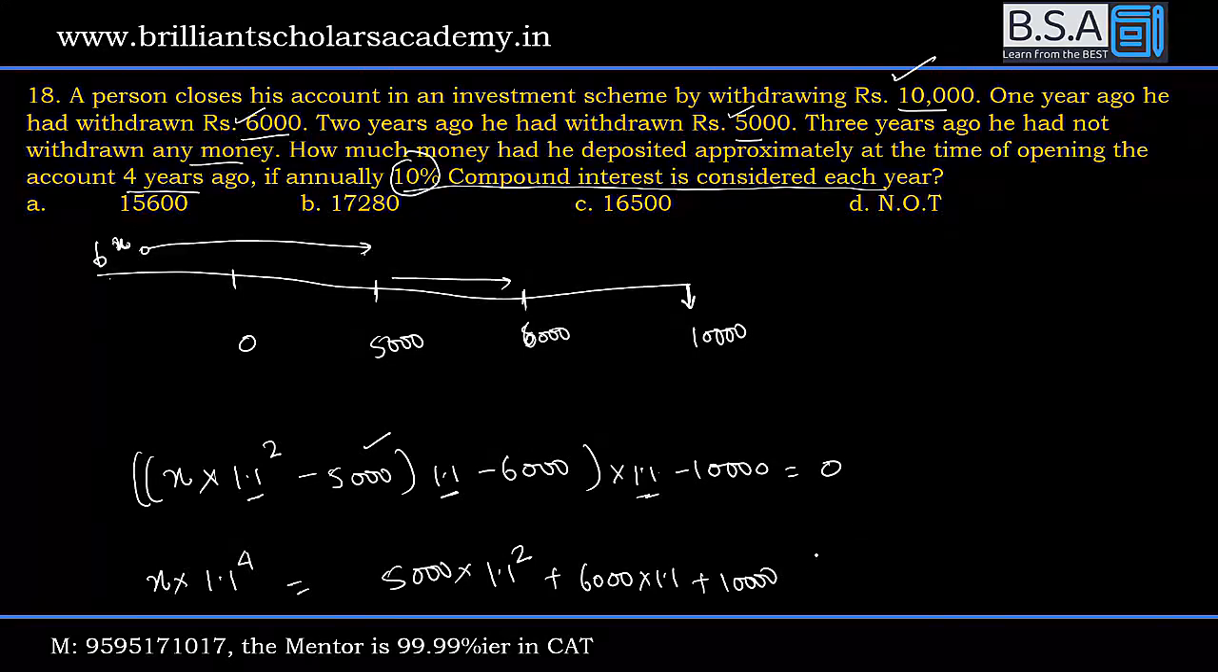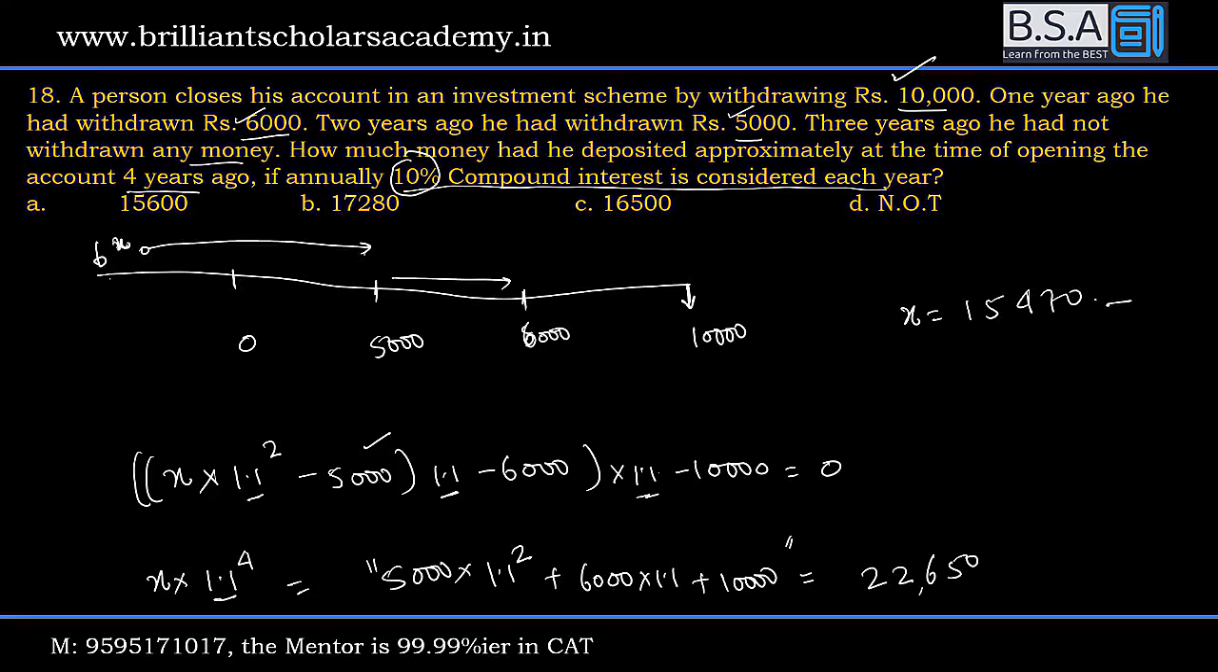So the right side value is 22,650. All of these numbers added are 22,650. So when I bring this to the denominator here, I get the investment or the deposit as 15,470 point something, 0.25 rupees. 15,470 rupees. None of these.